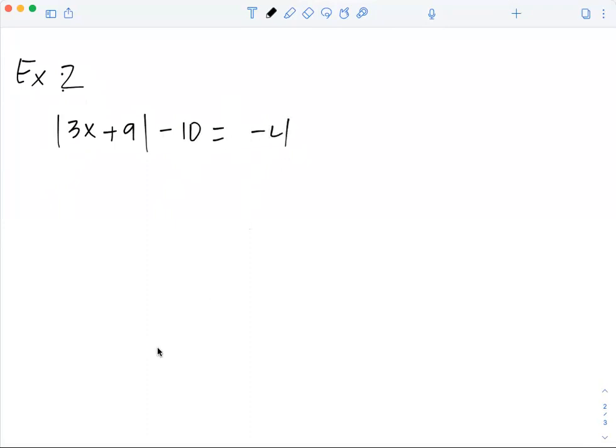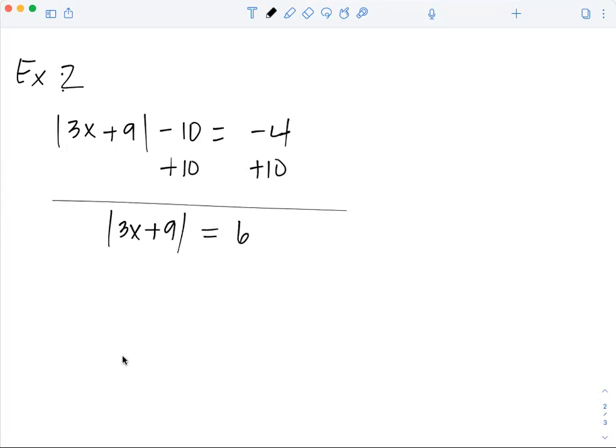That's our problem. So at first glance, you might be thinking about our previous example, saying, oh, I see an absolute value that equals a negative value. This is no solution. But that's not the case, because the first thing we actually have to do is add 10 to both sides to get the absolute value alone. So we have the absolute value of 3x plus 9, not breaking it apart yet, equals 6. So now this works. This is okay because it's equal to a positive value and the absolute value is alone.